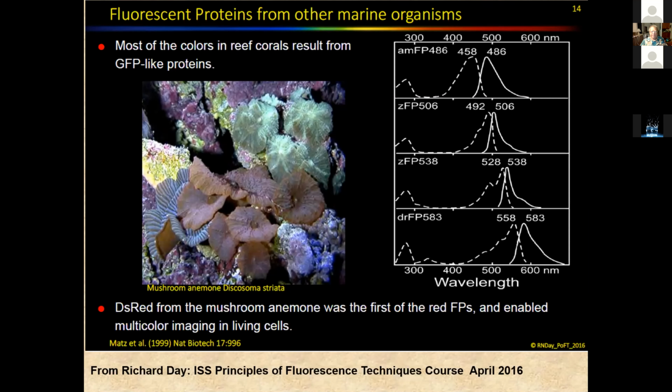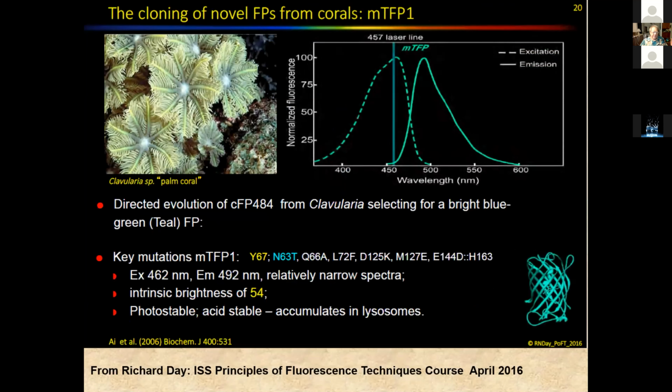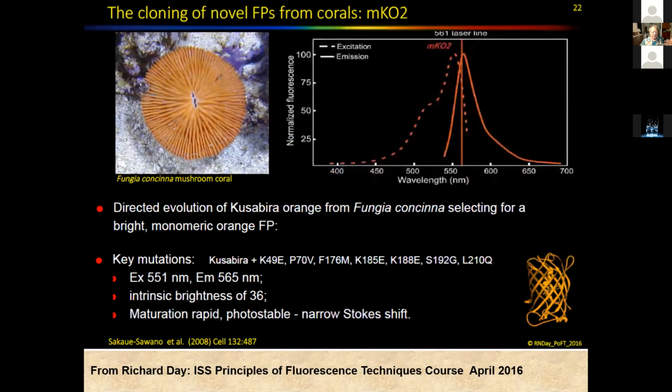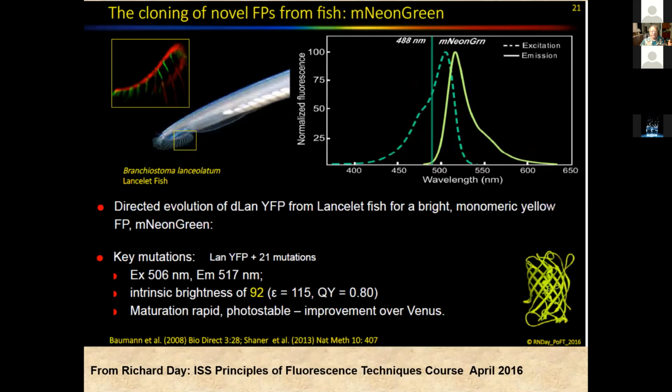jellyfish, you get them from corals. The DsRed was one of the first ones. Here we have a nice turquoise. Here's a ruby from a coral. Here's an orange, and even from fish. Here's neon green from a certain fish.